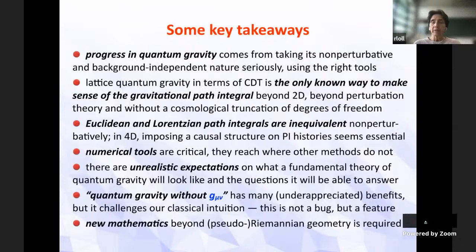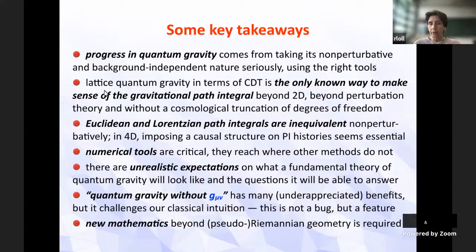So here are some key takeaways. These are things that will come back maybe during the course of my talk, with some further explanation, but here they are up front. So my main message is going non-perturbative is really key to progress in quantum gravity. So one has to take the non-perturbative and background independent nature seriously. But of course, one needs the right tools.